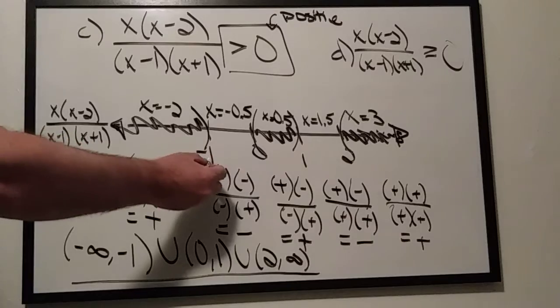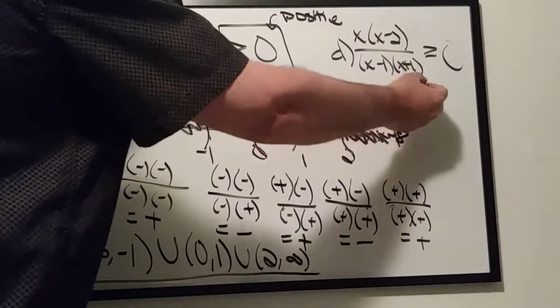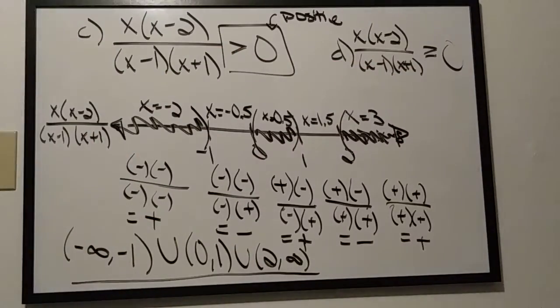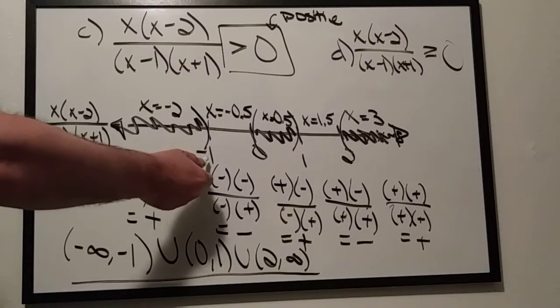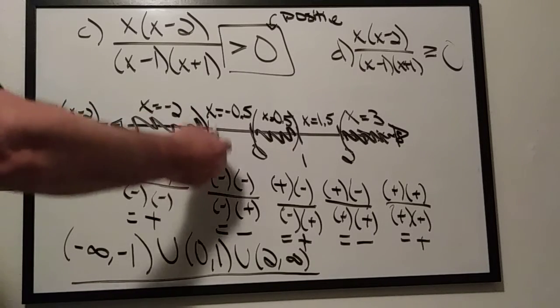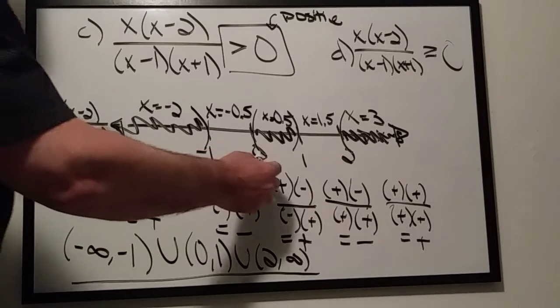So if we look at this, negative 1 came from this factor x plus 1 in the denominator. If I plug a negative 1 in there, I'm going to have a 0 in the denominator. If I try to divide by 0, my rational expression is undefined. I still don't want to include negative 1. So I had a parenthesis before, I still want to have a parenthesis there on this greater than or equal to problem as well. Well, let's keep going to the right.